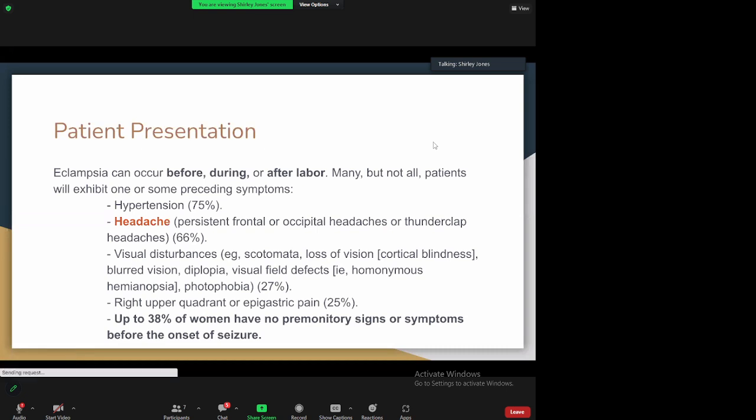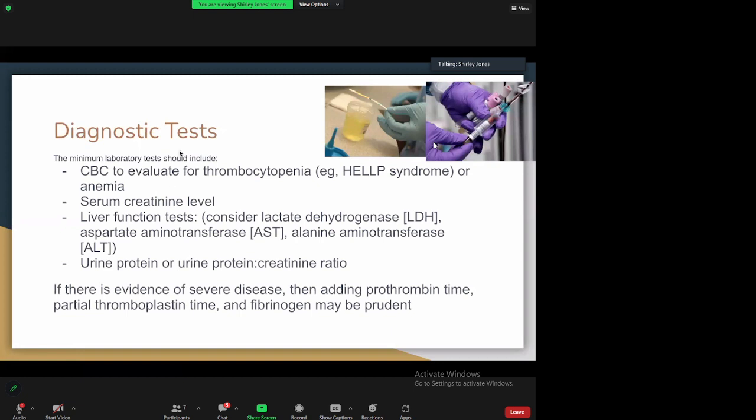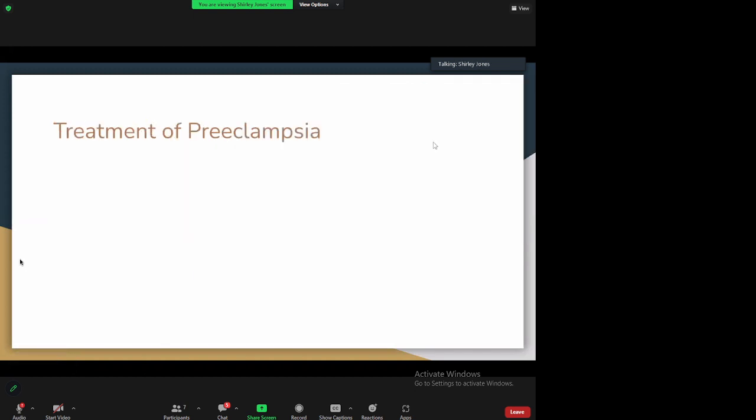The labs, it's pretty simple. The minimum test required is a CBC and then a CMP to check your renal function and your liver enzymes, and a urinalysis to check your protein. So CBC, CMP, urinalysis. Of course, if they have severe disease, then you can add on these other tests, but they're not necessary for most patients acutely.